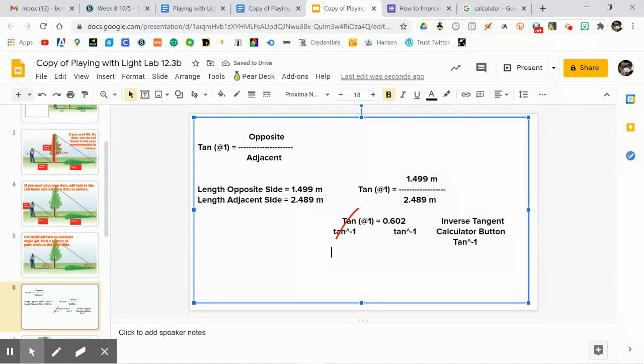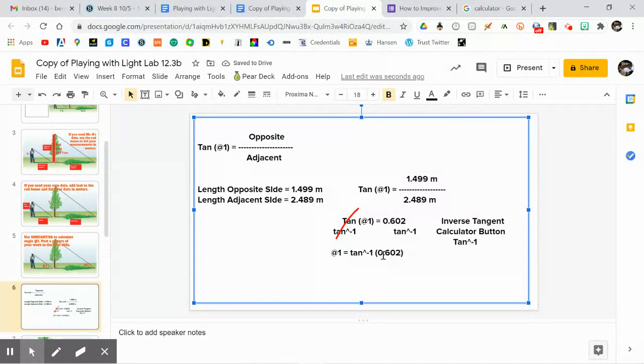And so now what I have is that my angle 1 is equal to the inverse tangent, tangent to the -1, of 0.602.